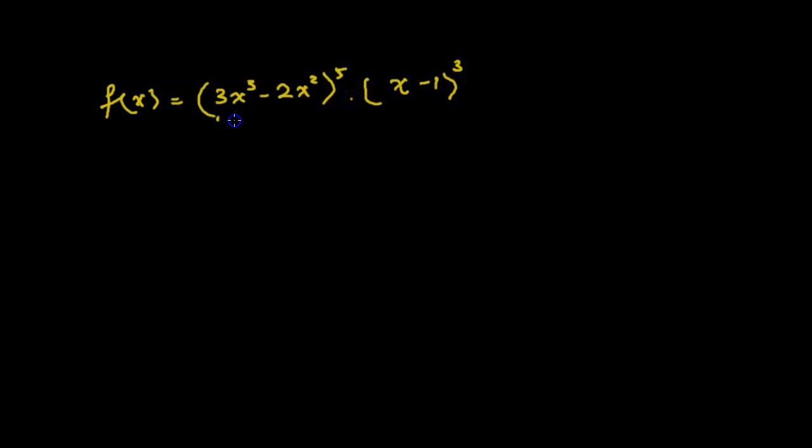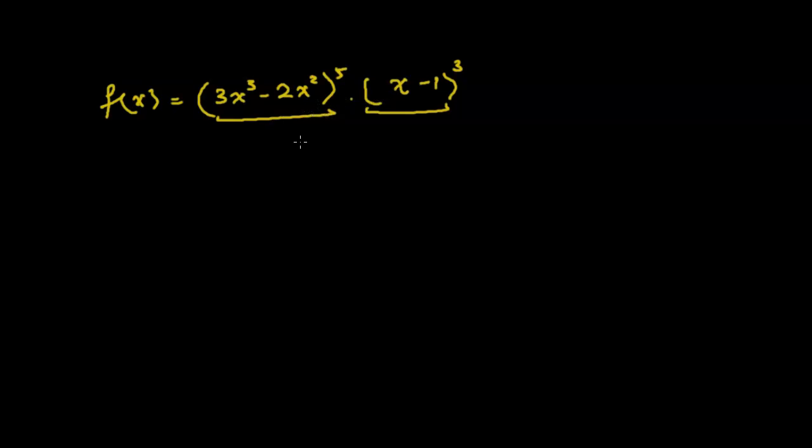Okay, next we would understand what happens if we are supposed to apply chain rule with the product or quotient rule. We'll take up an example of chain rule with the product rule. If we have f(x) is equal to (3x cubed minus 2x squared) to the power of 5, times (x minus 1) to the power of 3. Now we notice here that this function is a product of two functions, where each function has a power on top of it. So it is a combination of a product and the chain rule.